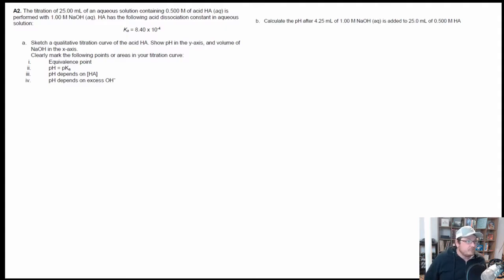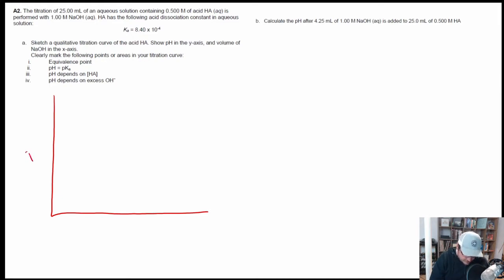We have the Ka value, so that's 8.4 times 10 to the negative 4. And now we're going to do a whole bunch of titration related problems related to this. The first thing is asking to sketch the titration curve, and just simply do a qualitative one. Again, I always recommend doing this no matter what the titration is, even if you're not asked to do it, because it makes it a lot easier to figure out what you're going to be doing in each one of those scenarios.